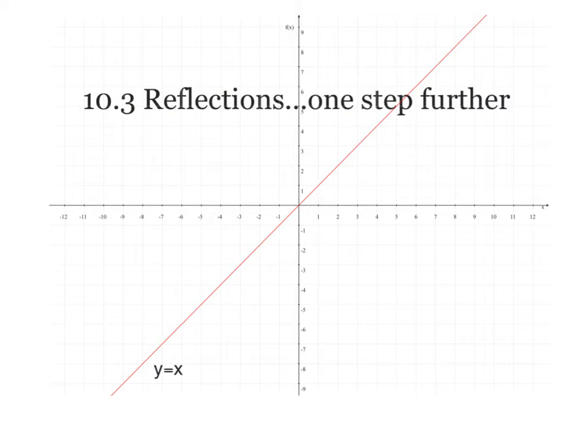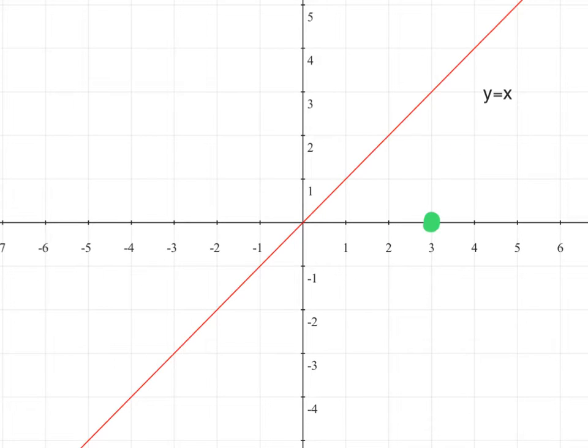What we're going to do in this lesson is take what you know about reflections and just take it one step further. Here I have a red line, and the equation that goes with that line is y equals x. It pretty much just means that where 1 equals 1, 2 equals 2, 3 equals 3, and so if you're looking at these points, that's 1 comma 1, 2 comma 2, 3 comma 3, 4 comma 4.